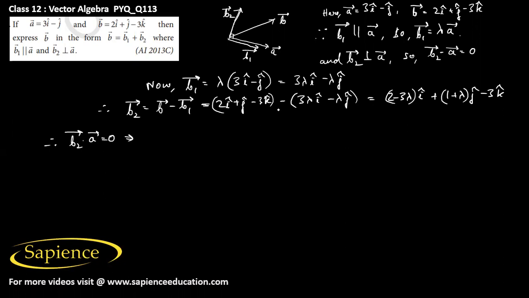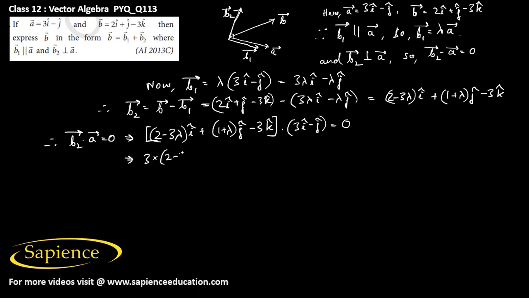So therefore it means b2, which is 2 minus 3 lambda i cap plus 1 plus lambda j cap, then minus 3k cap, dot product with a vector, which is 3i cap minus j cap, should be equal to 0. So then this will be equal to 3 into 2 minus 3 lambda, plus 1 plus lambda into minus 1, that should be equal to 0.